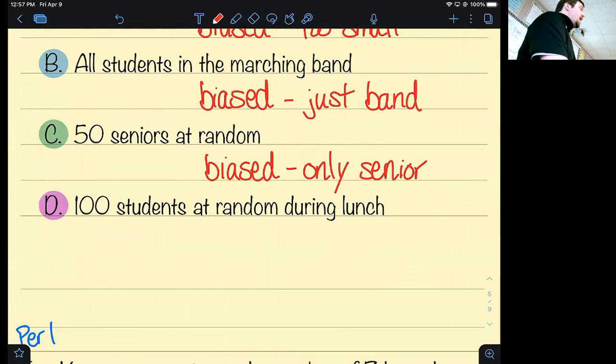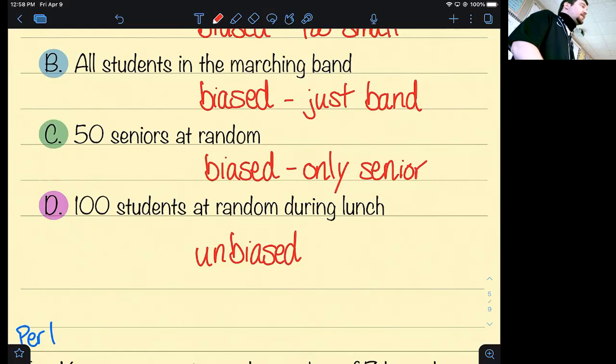What about 100 students at random during lunch? That's unbiased, and you can argue, well, what lunch are they going to? They didn't say, but every A lunch, B lunch, C lunch, it doesn't matter as long as they were at all of them. If you were going to go to a certain class, lunch is the class to go to because everybody has it. You probably won't get asked if they're only asking 50 people, but everyone had a chance of randomly getting selected. Okay, so this is unbiased.